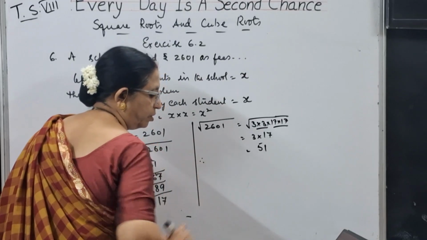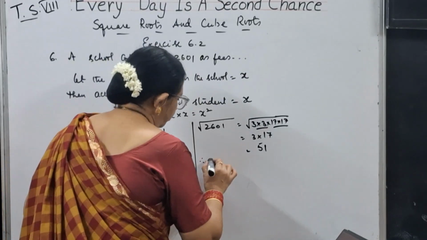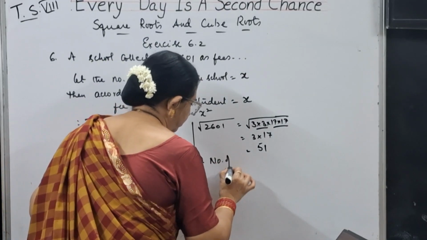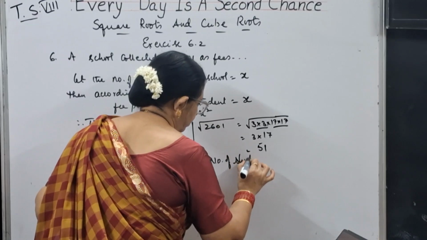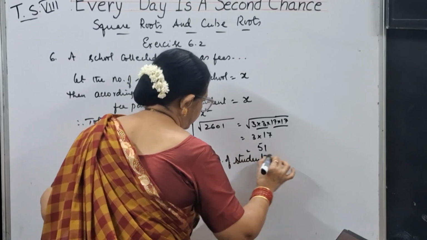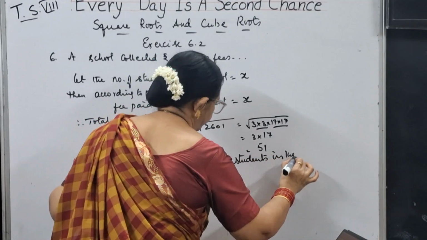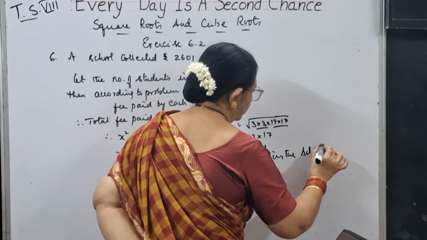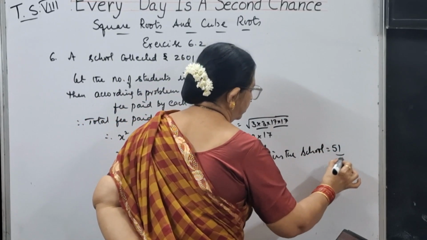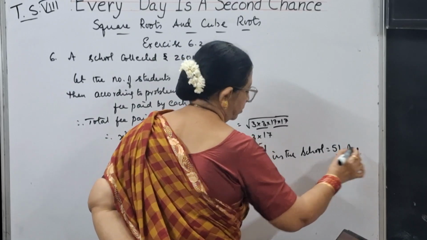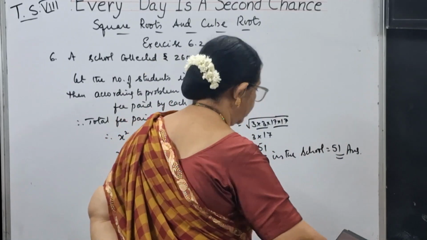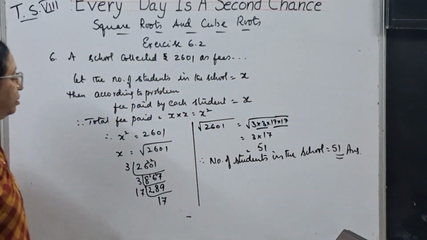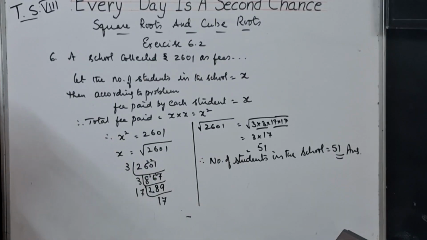Therefore, the number of students in the school is equal to 51. This is the answer, children. Please note it down. This is the sixth sum.